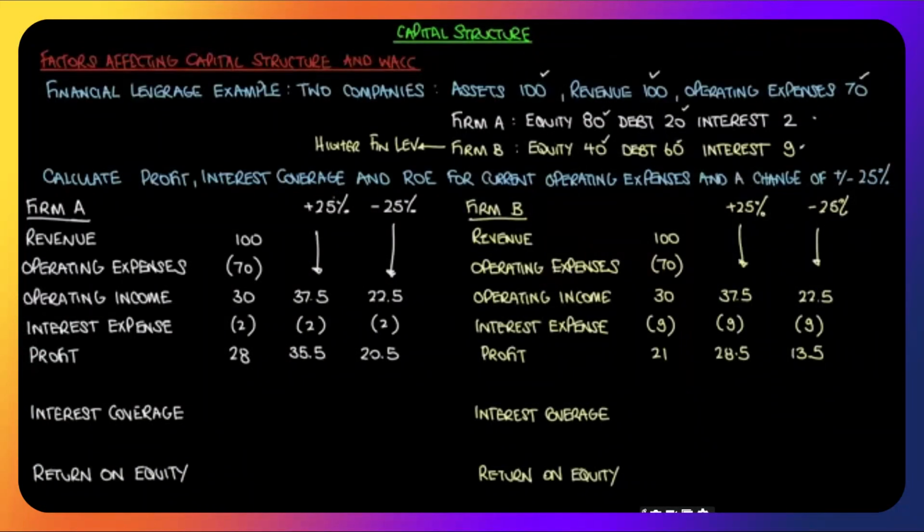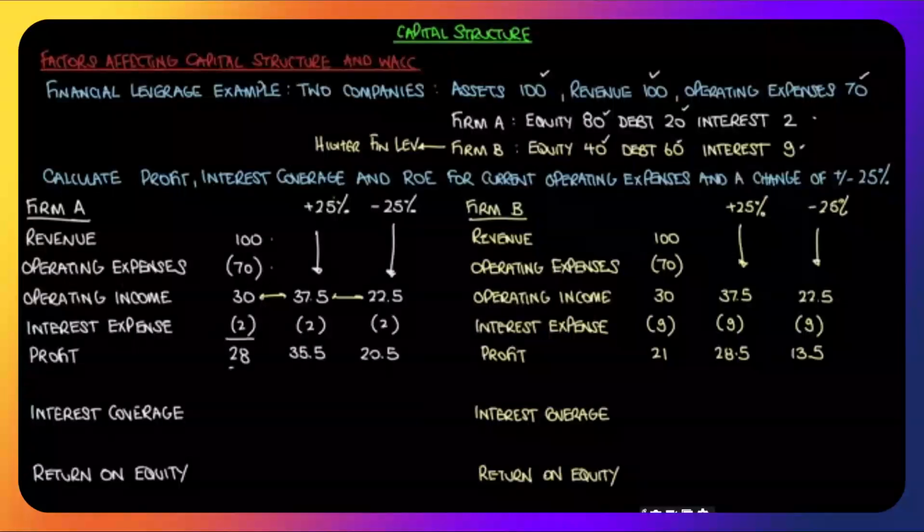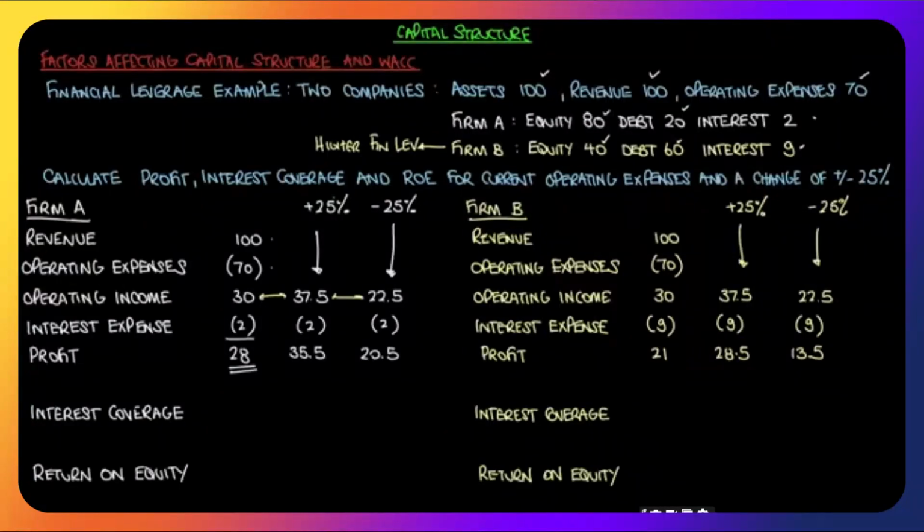This time we're changing 25% up and down on operating expenses. So we're going to go straight to operating expenses when we make these changes. In the base case, revenue 100, operating 70, operating income is 30. Interest expense is 2 for firm A. Profit is 28. What's their interest coverage?